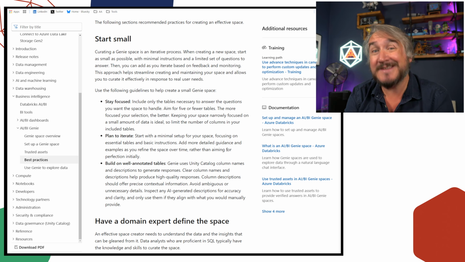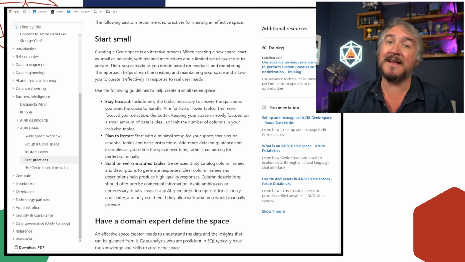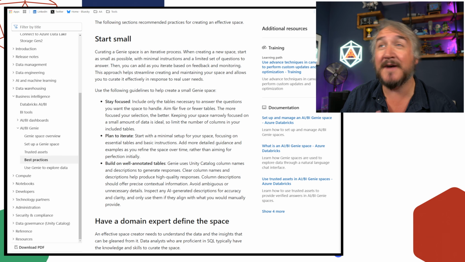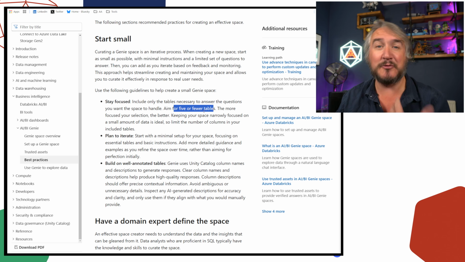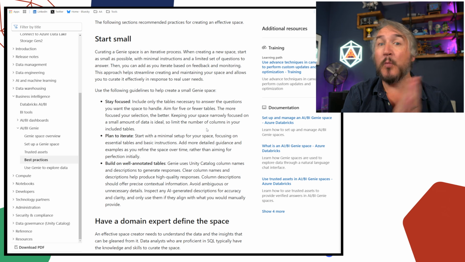You know, there's a limit to how many tables you can actually get into Genie, but it's going to perform better the fewer tables it has. So they say 5 or fewer, which is, I'd go a couple more, depending on what you're doing. I mean, most of the time, we've already done some data modeling.